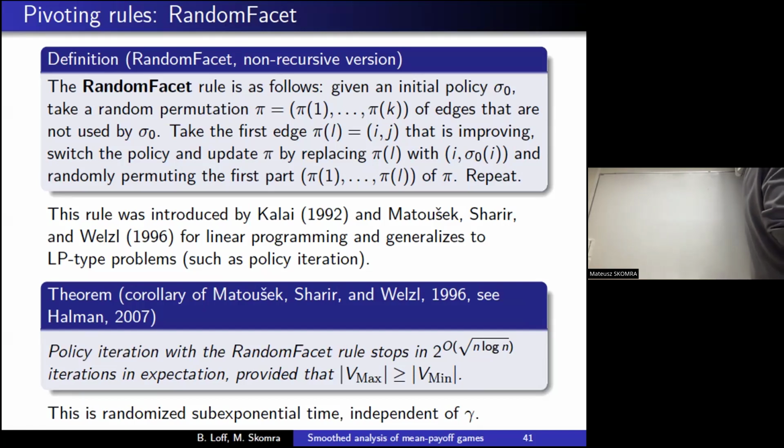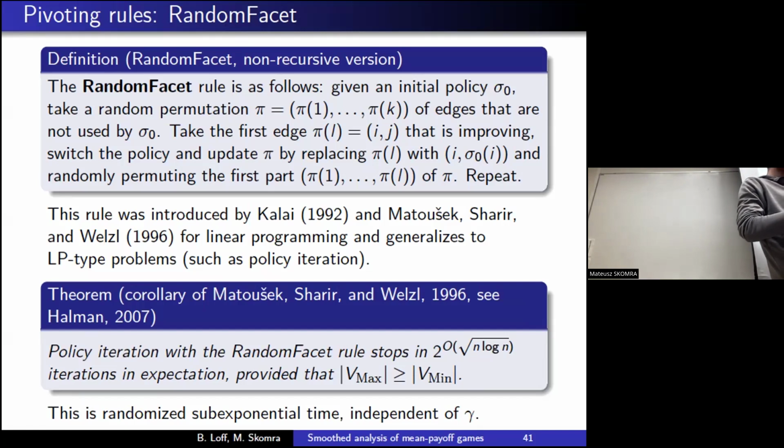So here is how the random facet rule operates, if you are interested in the detail. You take your initial policy, which uses some edges. Now take all of the edges that your policy does not use. That will be this vector pi. You take this vector and randomly permute it, so you have a random permutation of the edges that you don't use. Among these edges, choose the first one that is an improving edge.